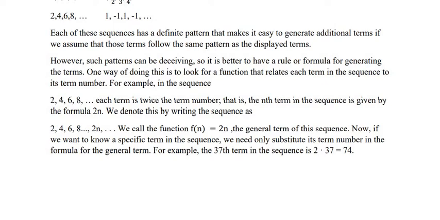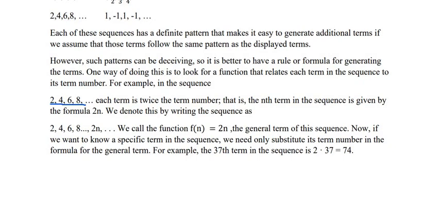So to do this, we will look for a function that relates each term in the sequence to its term number. For example, look at the sequence 2, 4, 6, 8, etc. Each term in this sequence is twice its term number. That is, the nth term in the sequence is given by the formula 2n. So we denote this by writing the sequence as 2, 4, 6, 8, etc., 2n. The function f(n) equal to 2n, we call this the general term of this sequence.